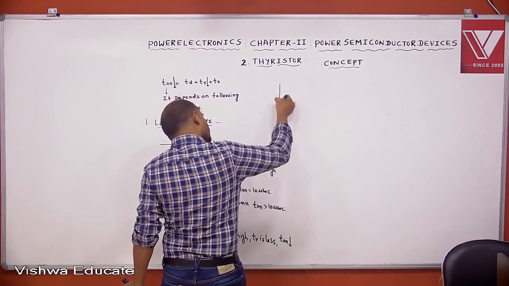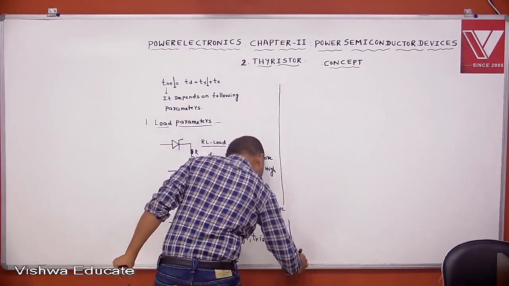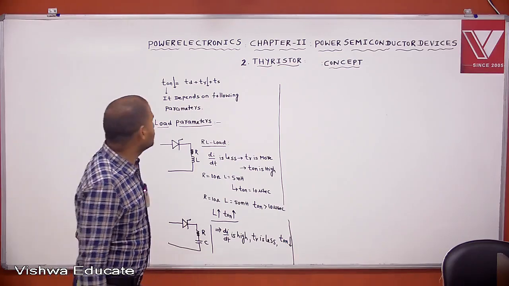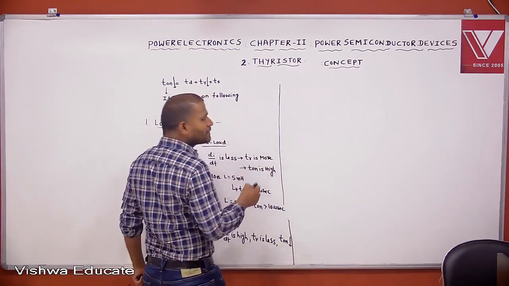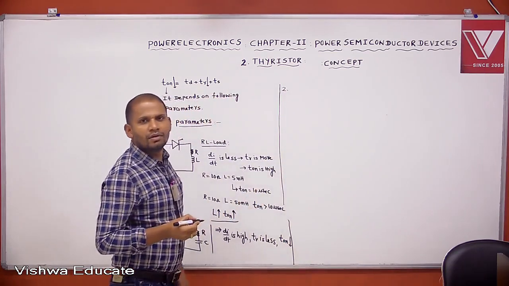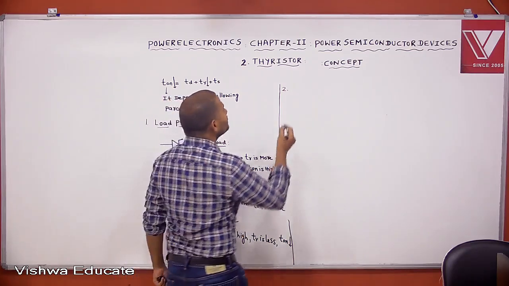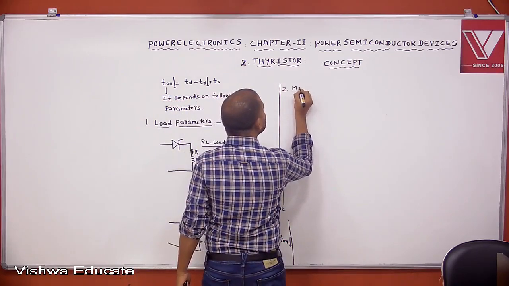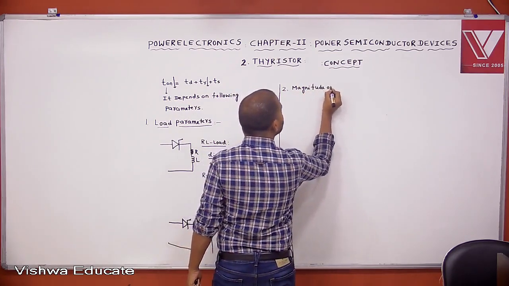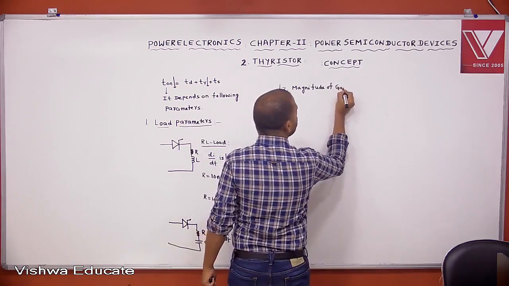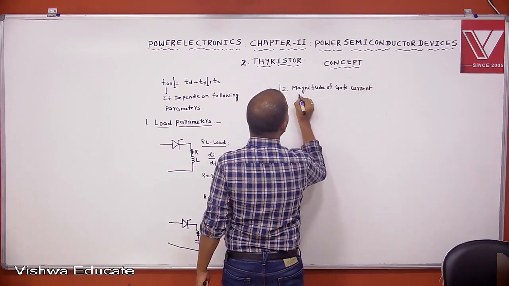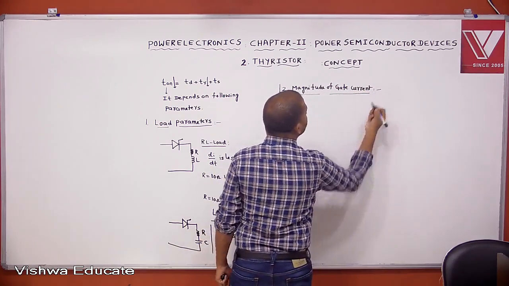See the second one. Concentrate. How the turn-on time of thyristor depends on load parameters, that I explained. The second parameter is, it depends on the magnitude of gate current. Turn-on time also depends on the magnitude of gate current.